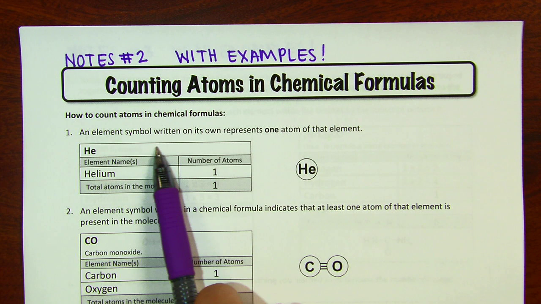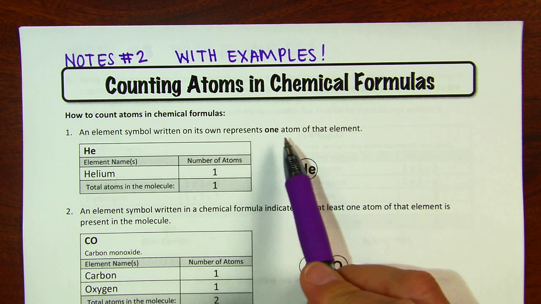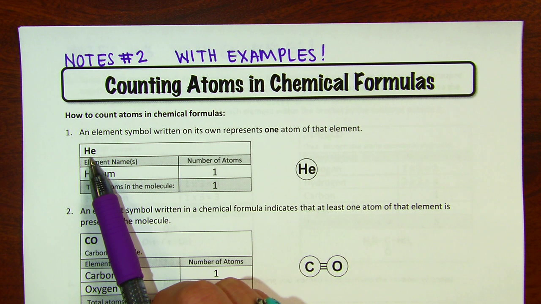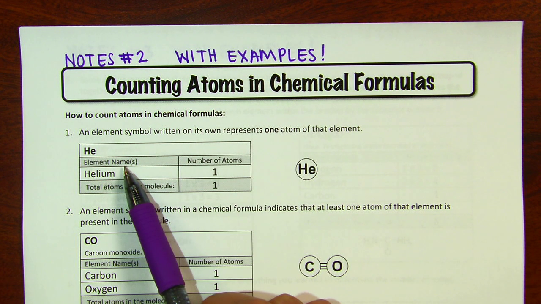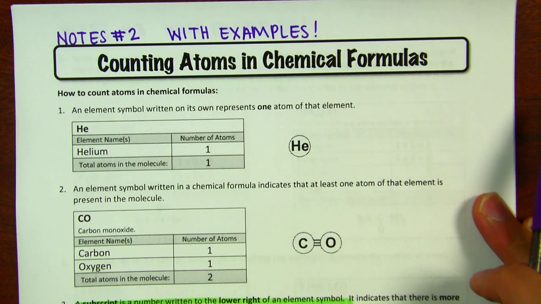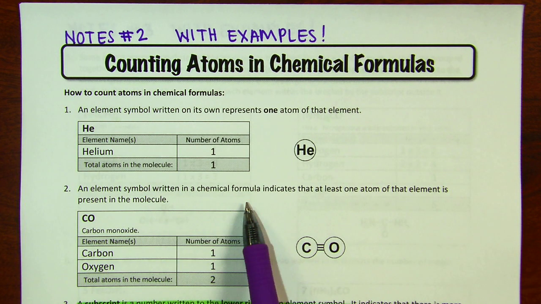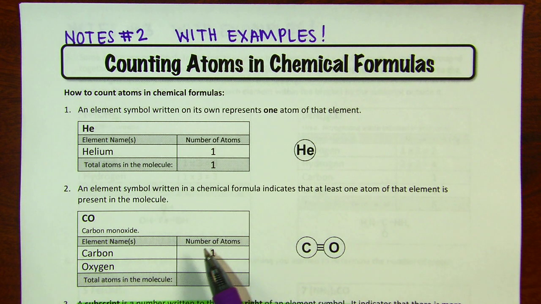It says an element symbol written on its own represents one atom of that element. For example, when you see the symbol for helium, He, that is telling us that there is one atom of helium. Moving down to section 2. It says an element symbol written in a chemical formula indicates that at least one atom of that element is present in the molecule.